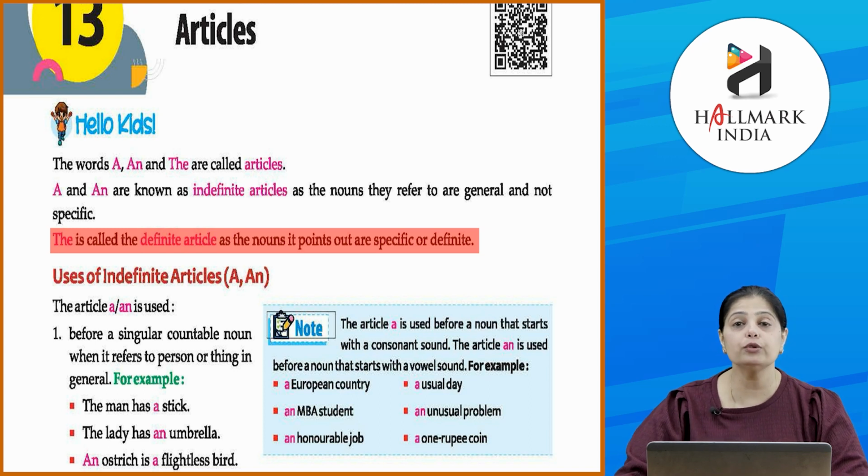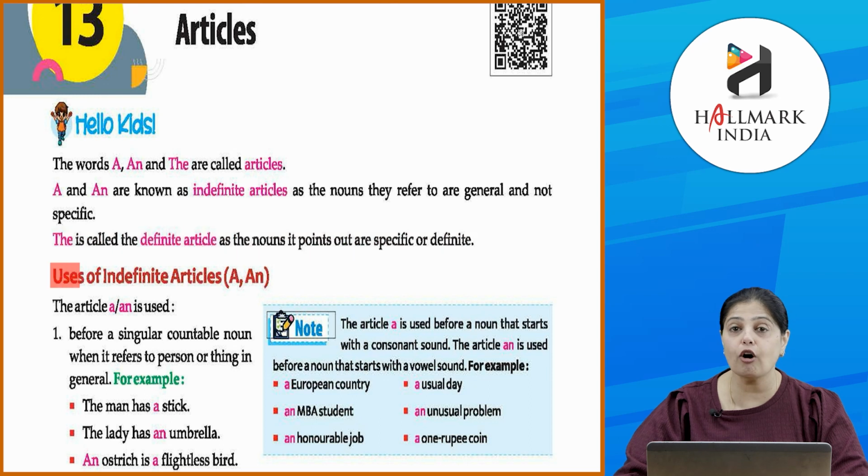Now let's see how to use these articles. Uses of indefinite articles a and an. The article a or an is used, one, before a singular countable noun when it refers to a person or thing in general, something that can be counted. For example, the man has a stick. So a matlab kitne? 1. The lady has an umbrella. Matlab she has one umbrella because it is singular. An ostrich is a flightless bird.